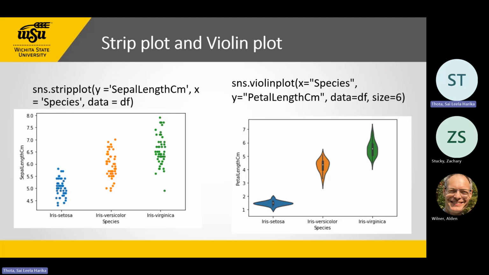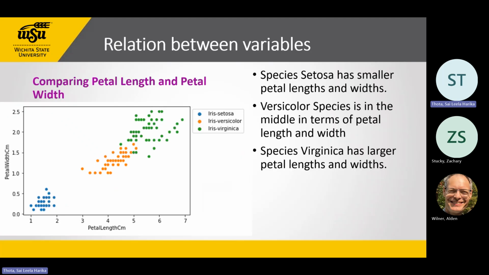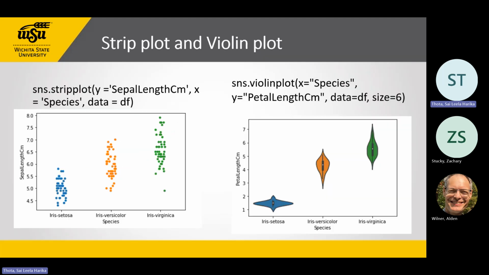Strip plot and violin plot. The strip plot is basically useful to get the individual observations. In the previous slides, we combined everything, right? Here it is not showing that, but if you see this graph, you can observe the Setosa, the versicolor, and the virginica. You can see how the values are varying for each species separately in the strip plot. And coming to the violin plot, a violin plot is nothing but the combination of a box plot and the kernel density. So this is the box plot.